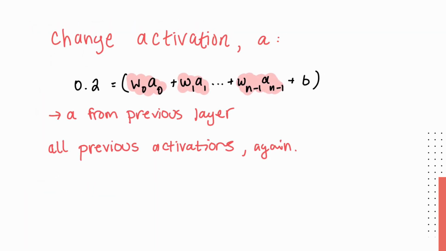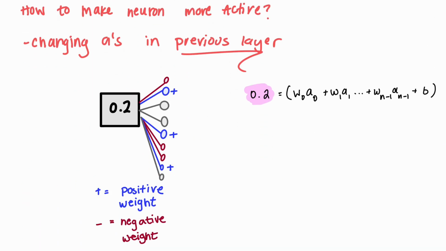Another thing we can consider is changing the activation, which is the A variable. And A comes from previous layers of the neural network. So how do we make a neuron more active? Again, we're changing previous layers.